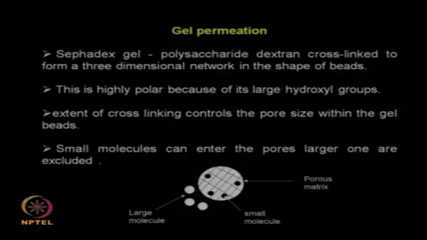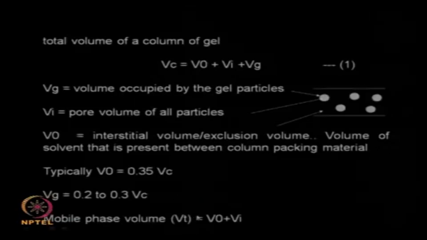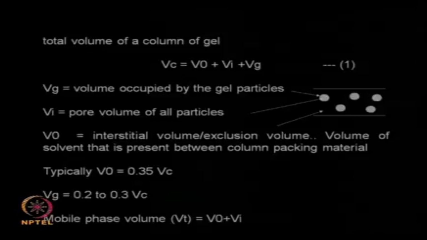So when I control the pore size, I can use it for different types of filtrations. Basically what happens here is that small molecules enter inside the porous matrix, and the large molecules do not find access into the pores, so they just travel down the tube. If you look at the total volume of a column of a gel, there are many parameters one needs to consider.